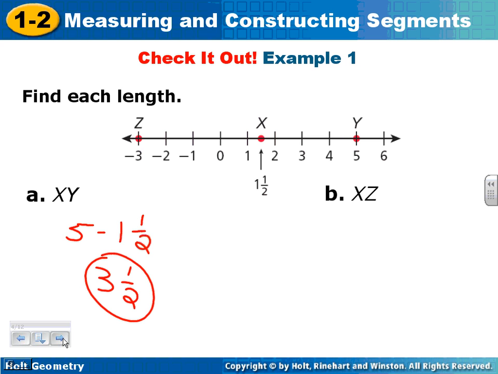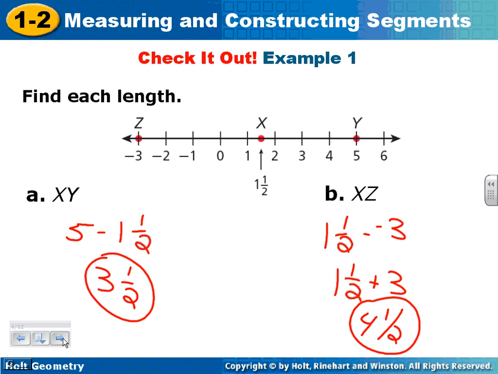The next one over there, part B, X, Z. From X to Z, I would go to the rightmost point first, to 1.5, and I would subtract the negative 3. Well, two negatives make a positive, so it's plus 3, and that would come out to be 4.5. So the length from X to Z is 4.5. Again, remember, your answers have to be positive whenever you're talking about length or distance.